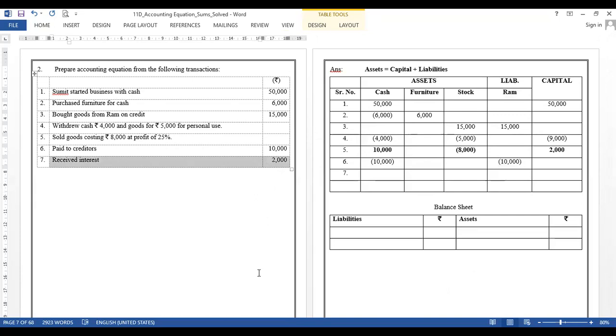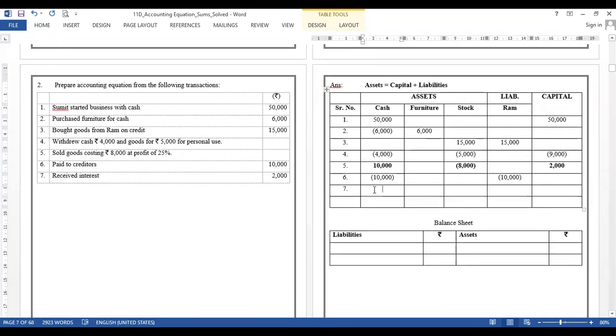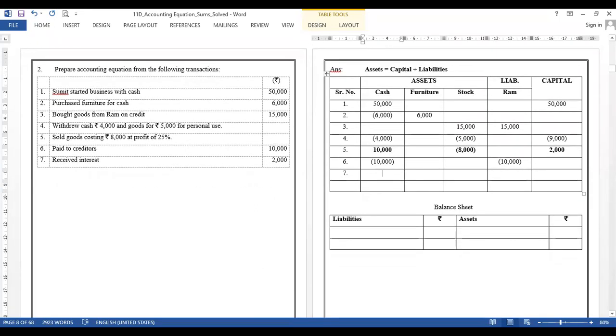Okay. Next, received interest. Sir, 2,000 will be added to the cash. Because it's received, so cash comes in. 2,000 is increase in cash. And 2,000 will be increase in capital. Increase in capital क्यों हुआ? Reason? Because it's an income. That's very, very correct. ठीक है. So there were 7 transactions and we are done with those 7 transactions.